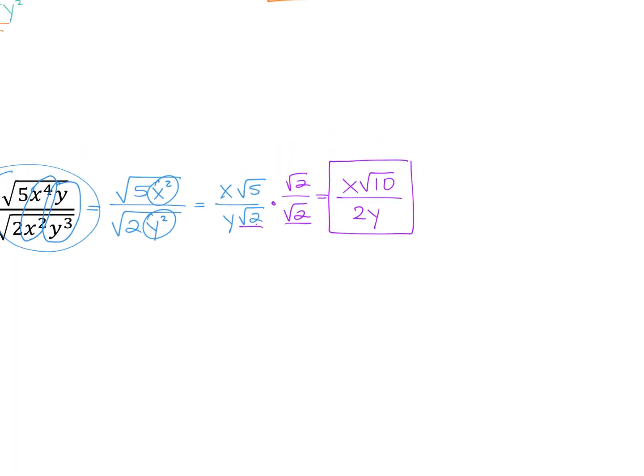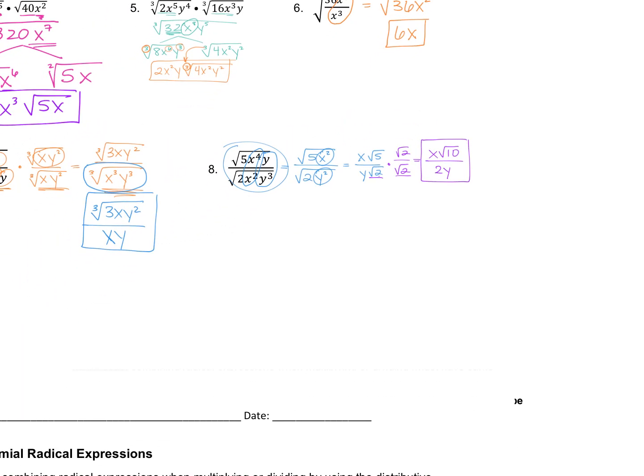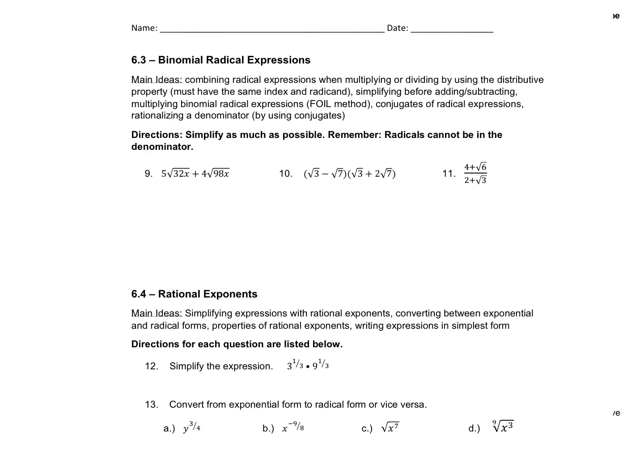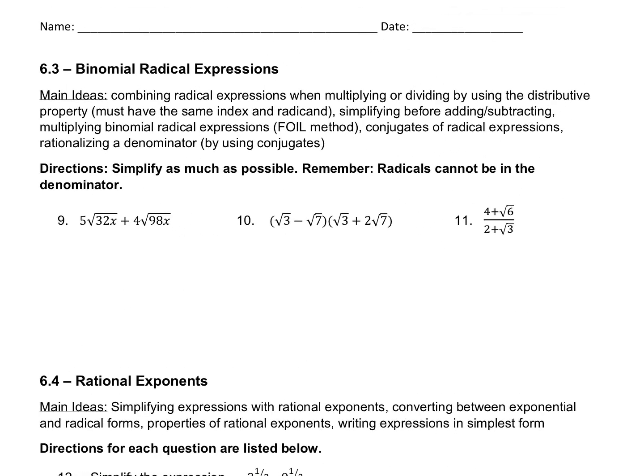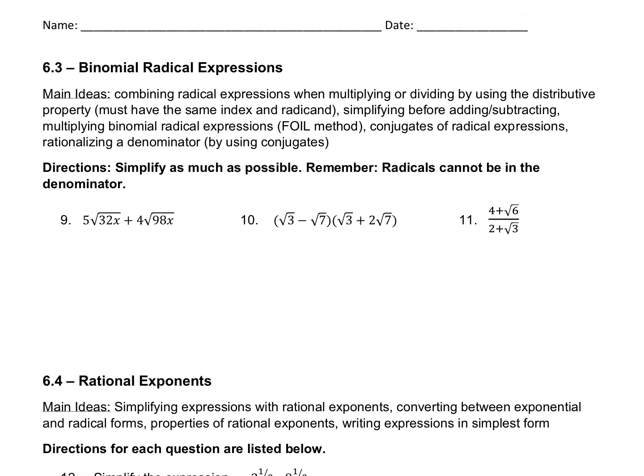All right, I took my break. On to 6-3, number 9. We are going to simplify as much as possible, and then just keep in mind, no radicals in the denominator, so we got to ditch those eventually, if there are any.